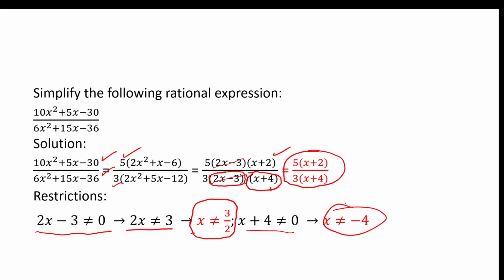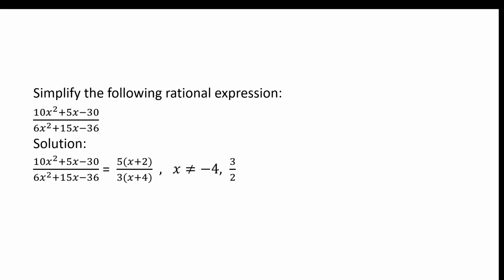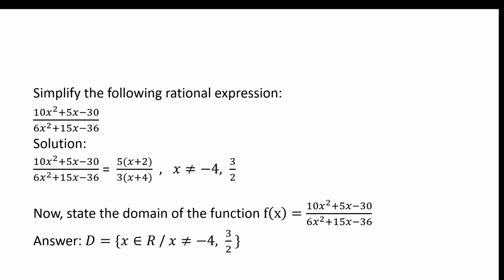We have two restrictions. Sometimes a student is tempted to say, oh, but also x plus 2 cannot equal 0, so x cannot equal negative 2. This is wrong. x can equal negative 2. It's okay for a factor of the numerator to equal 0. It's not okay for a factor of the denominator to equal 0. Okay? Now, if we wanted to state the domain of that function, the answer would simply be any real number with the exception of those two restrictions.